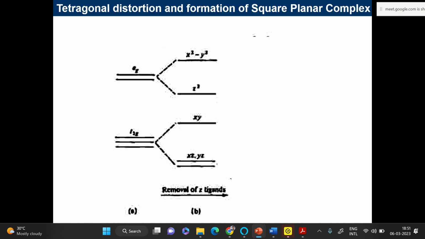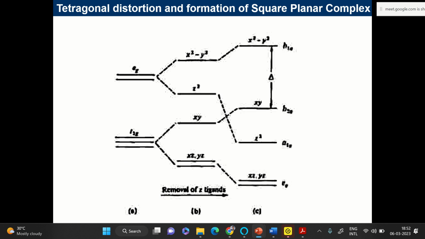Then we had discussed the tetragonal distortion. So you can imagine the formation of square planar complexes starting from the octahedral one. Considering the splitting in the octahedral pattern, you start removing the Z ligands. So repulsion decreases for orbitals having a Z component. They will drop down in energy, and to maintain the barycenter, the XY component must be moved up. And finally, if they are completely removed, it becomes square planar. So this is the situation.